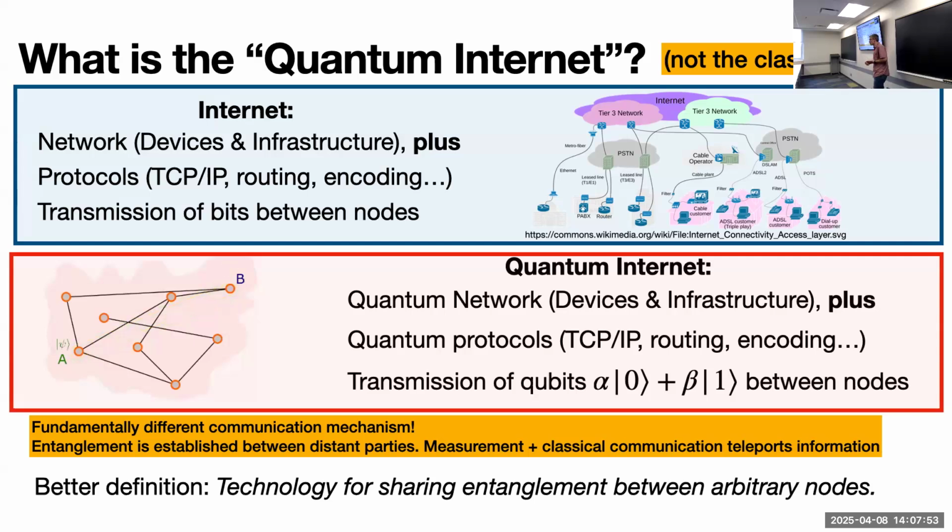And I think a better definition would be a set of technologies by which we can establish entanglement over long distances in a controllable way. So it's a device or a set of devices and protocols that will allow me to establish a shared part of an entangled state with any other node on this network on the planet. And I think that's a more useful way of thinking about it.